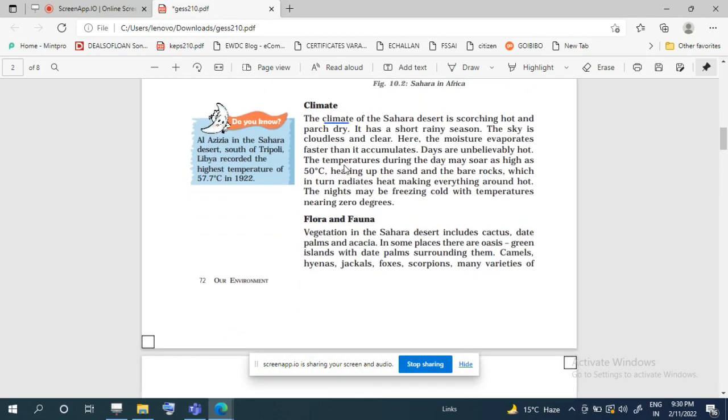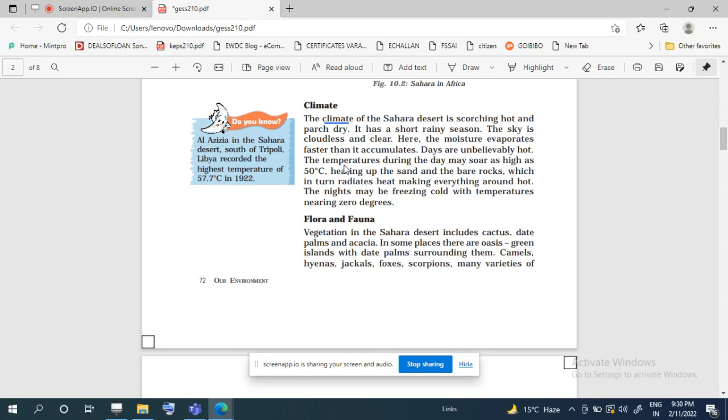And now we will see the climate of Sahara Desert. It is very, very hot and dry, and the rainy season is very short. The sky is always cloudless and clear, and the moisture evaporates faster than it accumulates because of high temperature. And days are very, very hot.